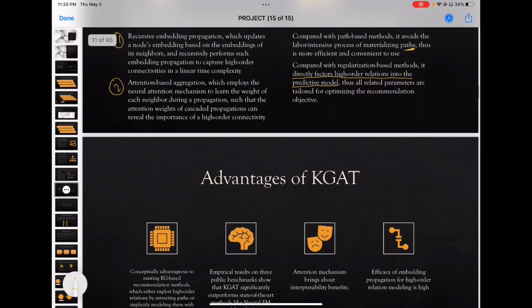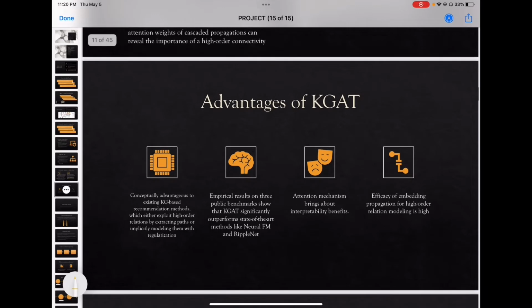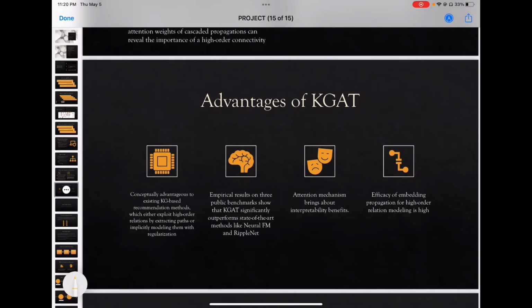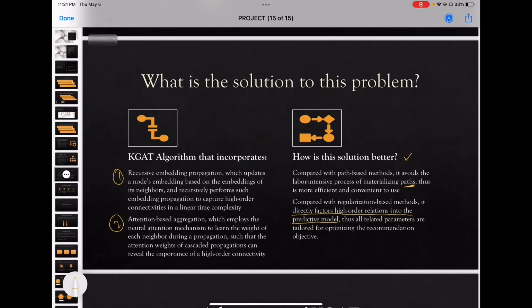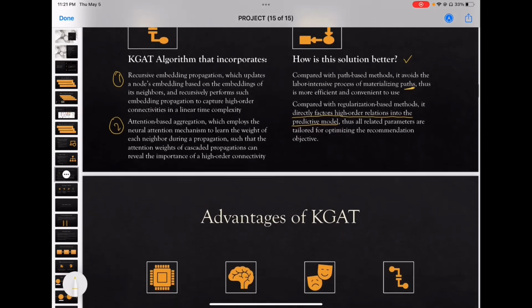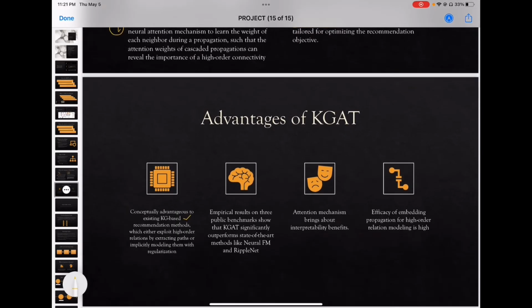The next thing we look at are the advantages of KGAT. Conceptually, it is advantageous to existing KG-based recommendation methods, which either exploit the high-order relation by extracting paths or implicitly model them with regularization. We saw above here how KGAT is better than those two methods. Empirical results on three public benchmarks show that KGAT significantly outperforms state-of-the-art methods like Neural FM and RippleNet.